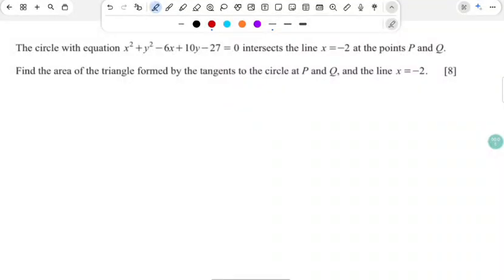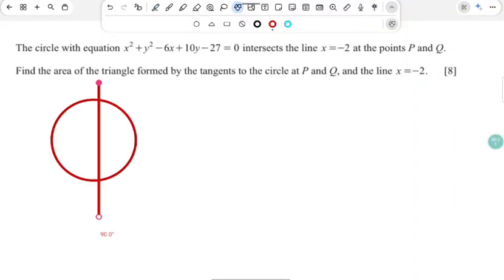Hello everyone. Today we will solve a coordinate geometry problem involving a circle, tangent and area of triangle. The question says the circle with equation x² + y² − 6x + 10y − 27 = 0 intersects the line x = −2 at the points P and Q. So like this, this is x = −2. Now further the question is, find the area of triangle formed by the tangent at point P and Q.